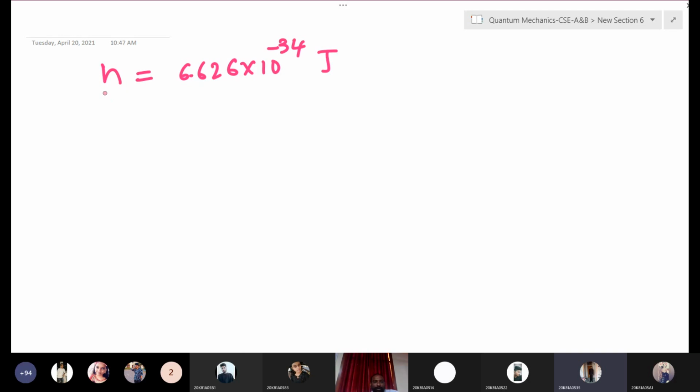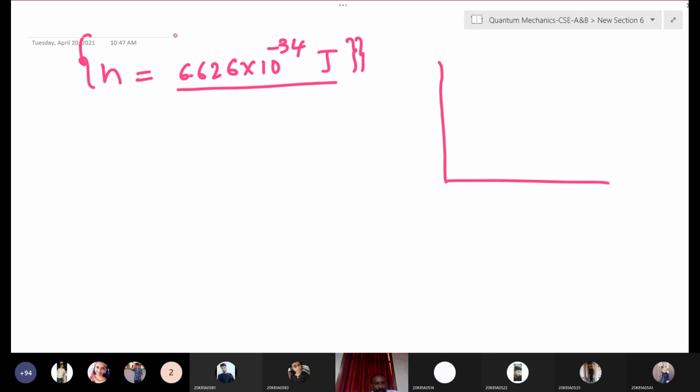Now we have only the value, but how was this value discovered? How was this value calculated? Which experiment did they use? Millikan also did some experiment, the oil drop experiment, and in the photoelectric effect also you can estimate the h value.